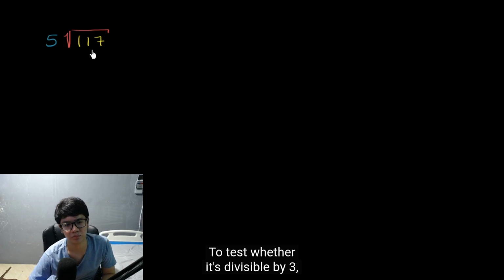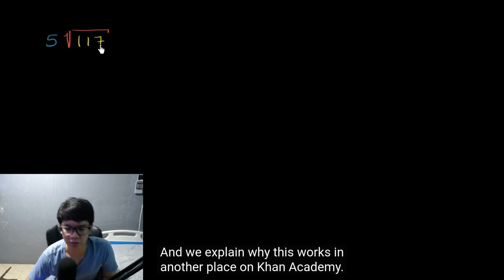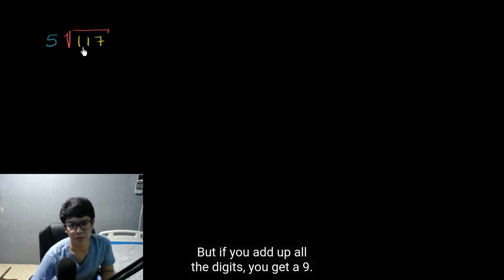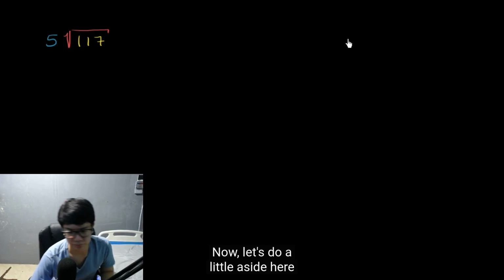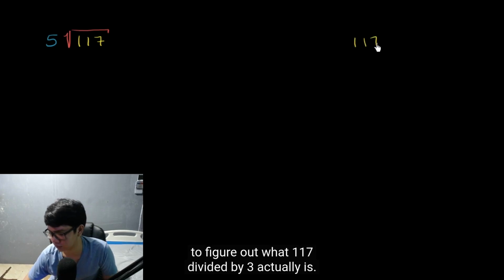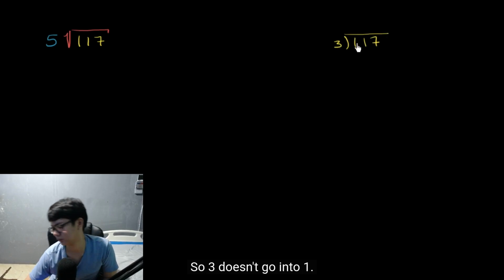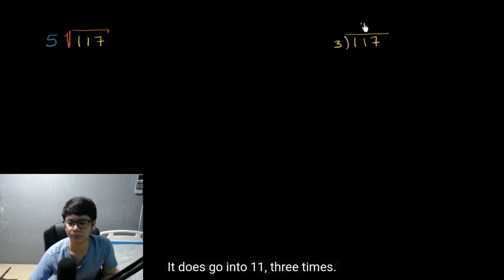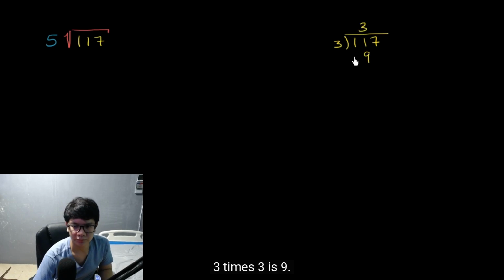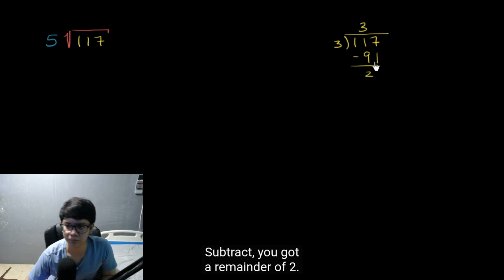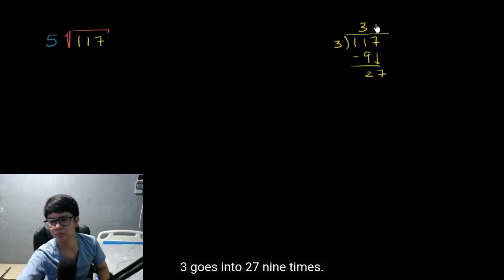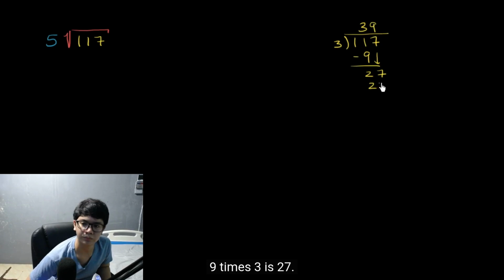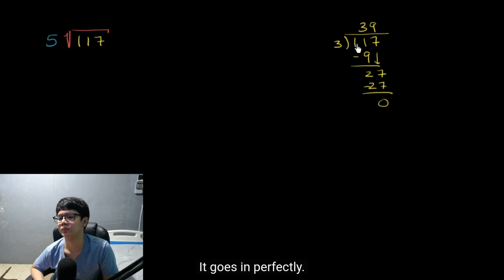To test whether it's divisible by 3, we can add up all of the digits, and we explain why this works in another place on Khan Academy. If you add up all the digits, you get a 9. And 9 is divisible by 3, so 117 is going to be divisible by 3. Now let's do a little aside here to figure out what 117 divided by 3 actually is. 3 doesn't go into 1. It does go into 11 3 times. 3 times 3 is 9. Subtract. You got a remainder of 2. Bring down a 7. 3 goes into 27 9 times. 9 times 3 is 27. Subtract and you're done. It goes in perfectly.